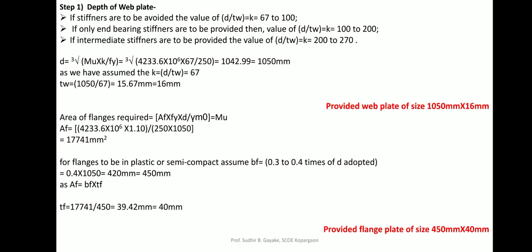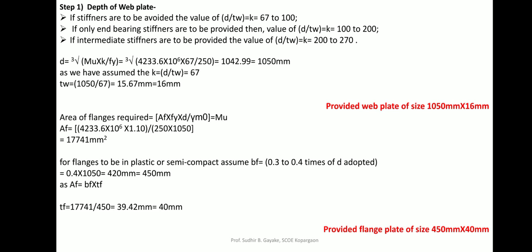Now again we have the ratio d by tw, which we have assumed as 67. You can calculate the thickness. So adopted depth divided by ratio 67, you will be getting the thickness, that is equal to 16 mm. So you can define the web plate size as 1050 by 16 mm. Now here you can observe that instead of this particular 67, if you had adopted a ratio of 100 to 200, the thickness would have been somewhat lesser than 16. As you reduce the thickness, the tendency of buckling increases. The same problem we are going to cover in condition number 2 also.